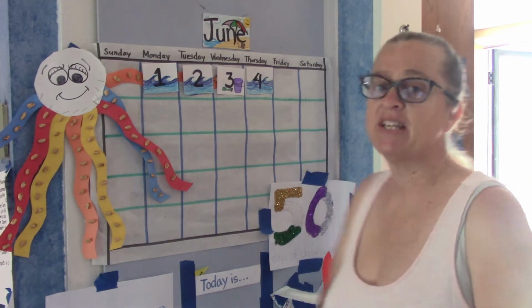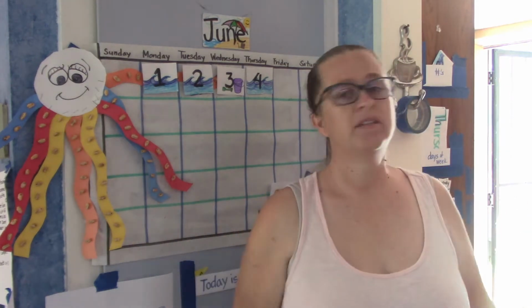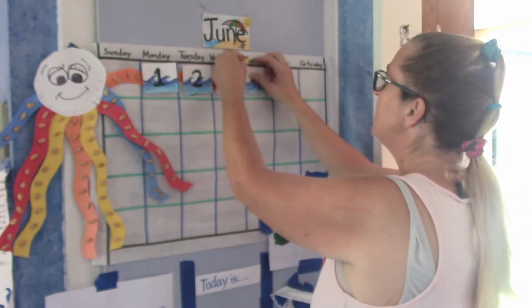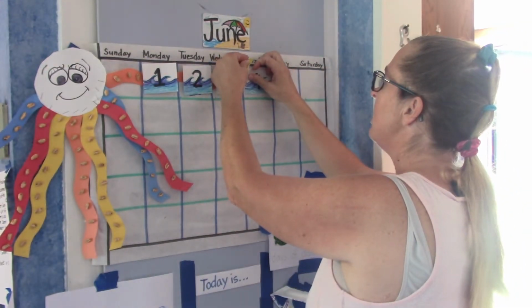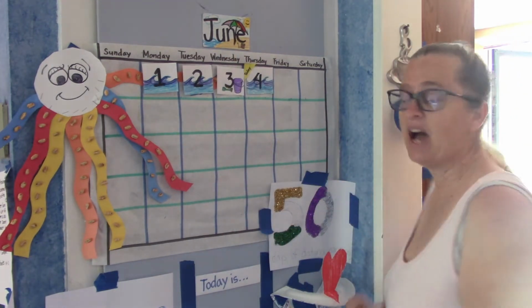All right, super preppies, let's do our counting. Are you ready? 1, 2, 3, 4. Oh, so easy. All done. Now we're going to look at what today is. Today is the T and the H. Remember, they make the th sound.